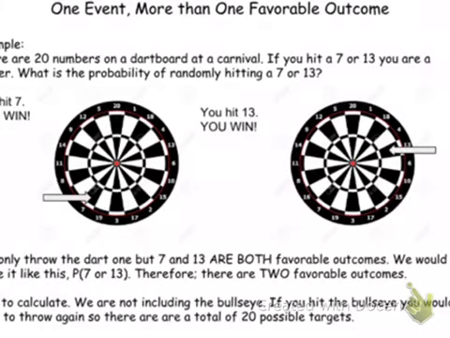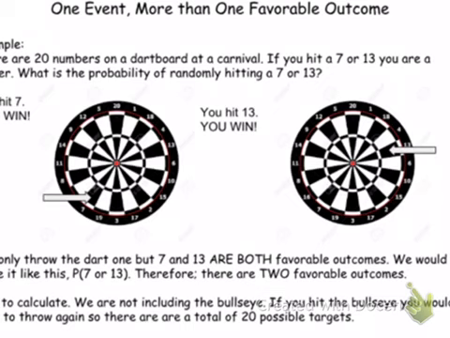This time we're going to take a look at how to figure probability when there's two favorable outcomes. So let's say you're at the carnival and you see a game where you throw a dart and hit a certain number, you win a prize. But in this case, there's two winning numbers.